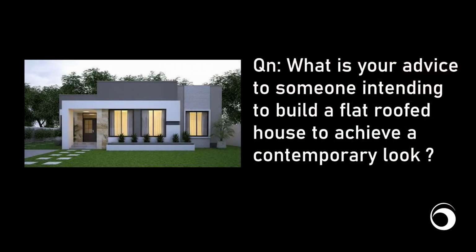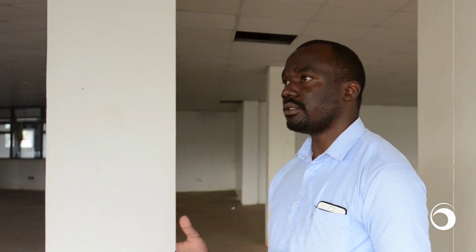What is your advice to someone intending to build a flat-roofed house to achieve a contemporary look? Like, those modern houses that we see. I want to do one in the village. Like, in our context, do those roofs work? The most important thing about that question is the idea the client intends to acquire, which is a contemporary or modern style house. We want to achieve a concealed roof system, but how that can be done, there are a number of ways of achieving that.